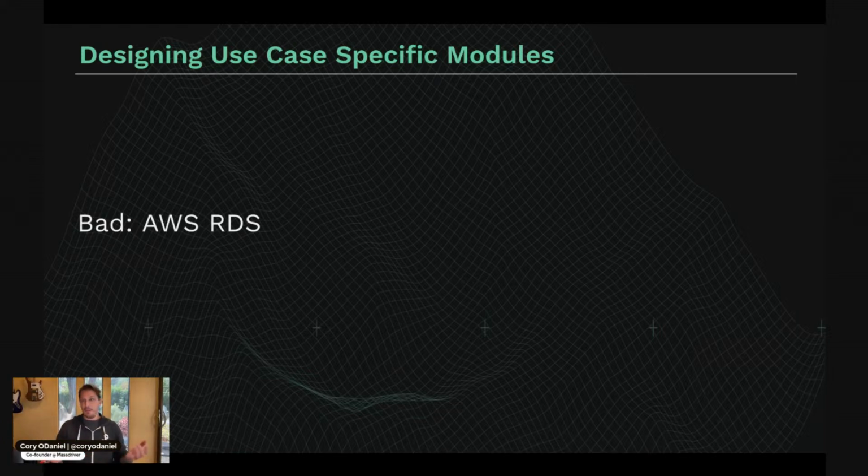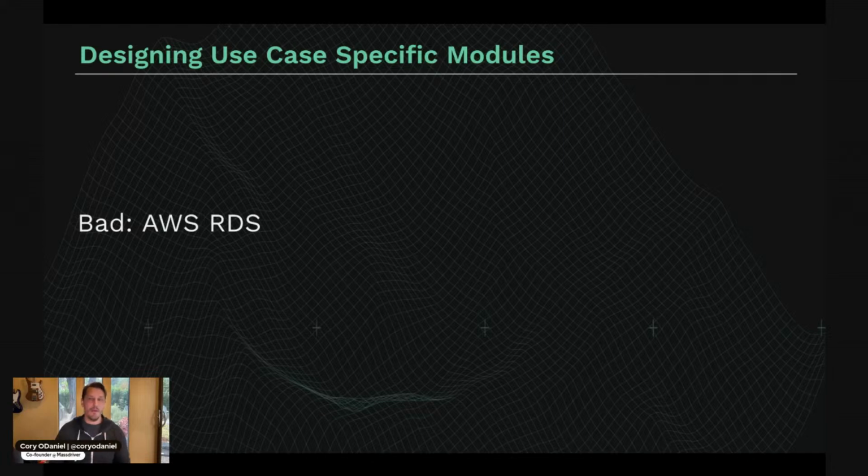Another really good example is RDS. So making a Terraform module called AWS RDS. Well, AWS RDS has 2 different services in it. It has RDS and Aurora. They're very, very different. And inside of each one of those, there's a number of database engines, which are extremely different. Is it MySQL? Is it Postgres? Is it Oracle? Is it MariaDB? Is it SQL Server? Right?